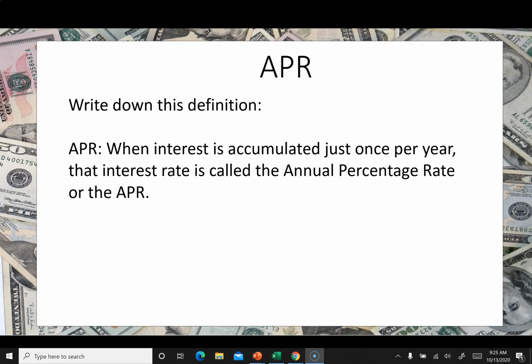You've heard this phrase before, APR, maybe on a commercial, maybe on an advertisement online, but what does it mean? Well, why don't you write down this definition? It's when interest is accrued or accumulated just once per year. And that interest rate is called the annual percentage rate, or the APR. Please get that down.